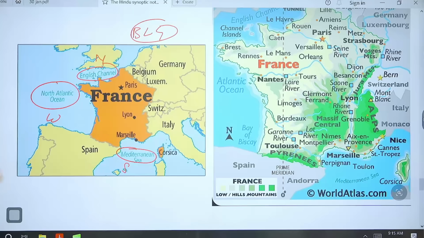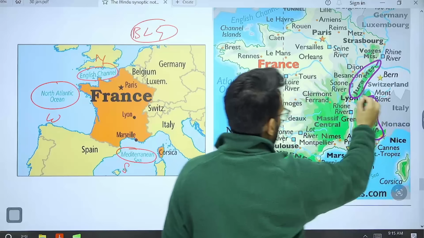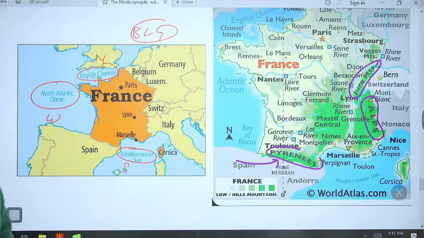Then, when we talk about the geographical features of France, we have the Jura Mountains here, and here we have the Alps. And the Pyrenees. Now, the Pyrenees are also here towards the south, on the Spain and Andorra border, okay? Fine.